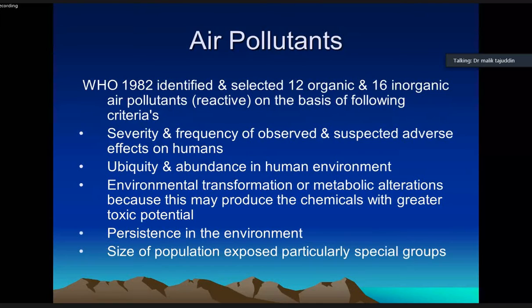There are different air pollutants, and 12 organic and 16 inorganic air pollutants have been identified by the WHO. They have been identified according to their severity and frequency of affecting human health, their ubiquity and abundance in the environment, their ability for transformation or metabolic alteration which may produce chemicals with greater toxic potential, their continuous presence in the environment, and the size of the population exposed, particularly special groups. The special groups may be the very young and the very old. So these are the different factors on the basis of which these materials have been identified as air pollutants.